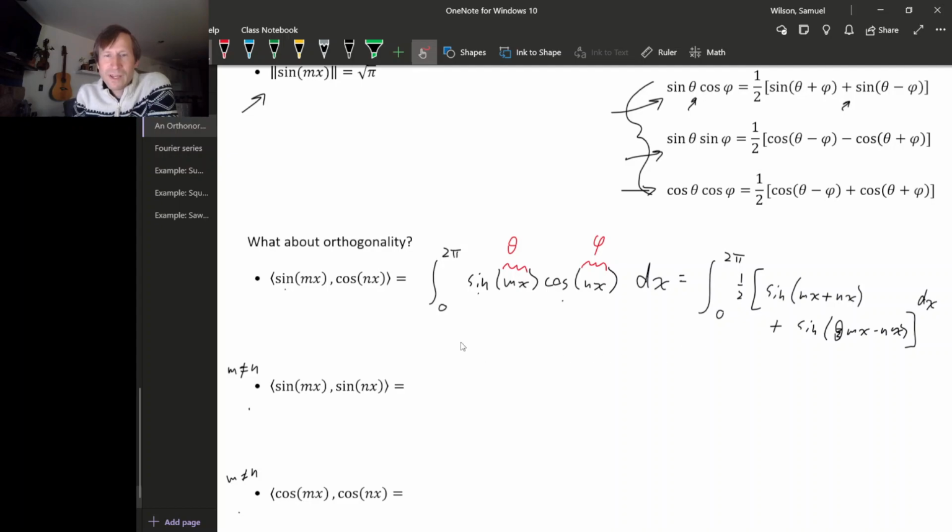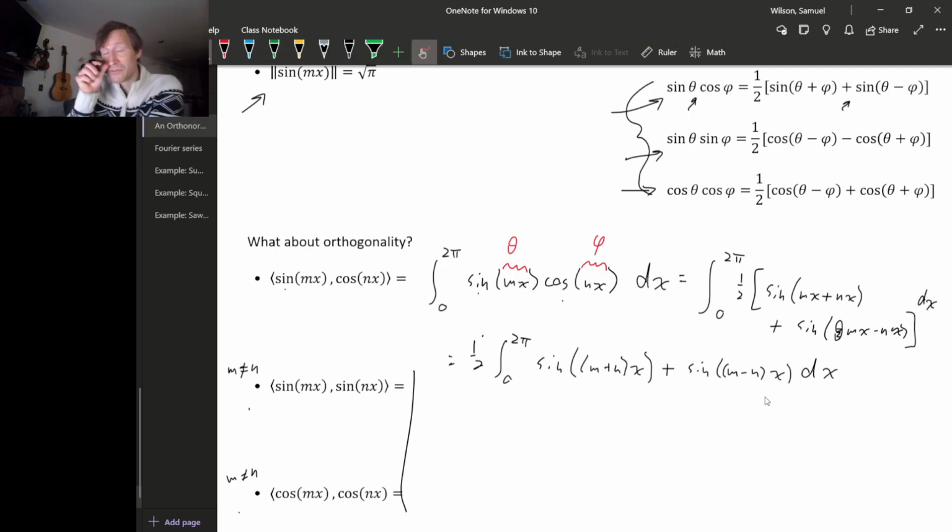Okay. Well, we can simplify this. So this, move that 1/2 outside, integral from 0 to 2 pi of, so this first sine, that's going to be sine of (m plus n) times x plus sine of (m minus n) times x dx. Okay, now there are two situations that we have to worry about. In one situation, m is equal to n, and in the other situation, m is not equal to n.